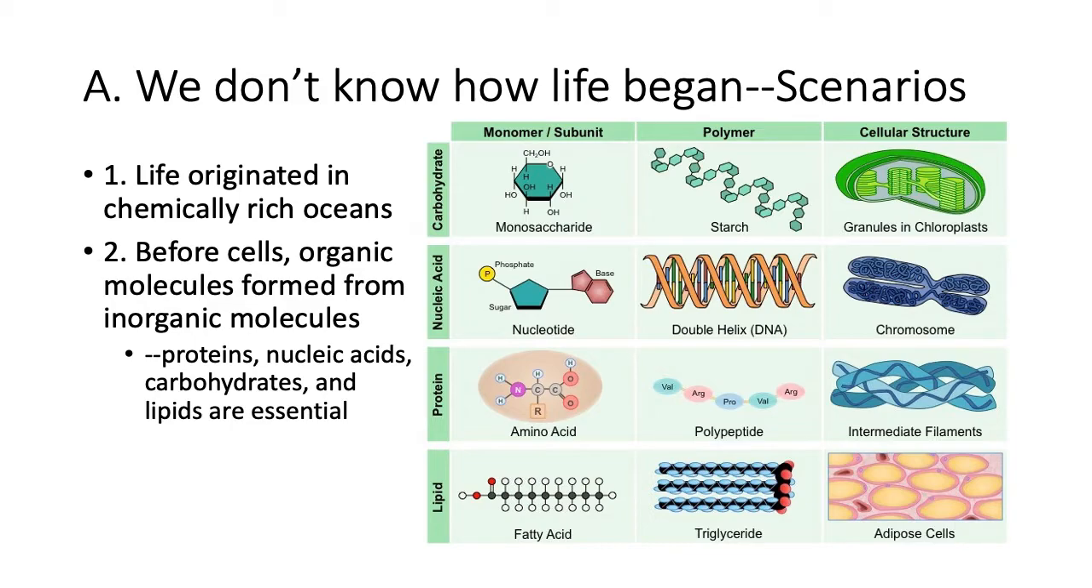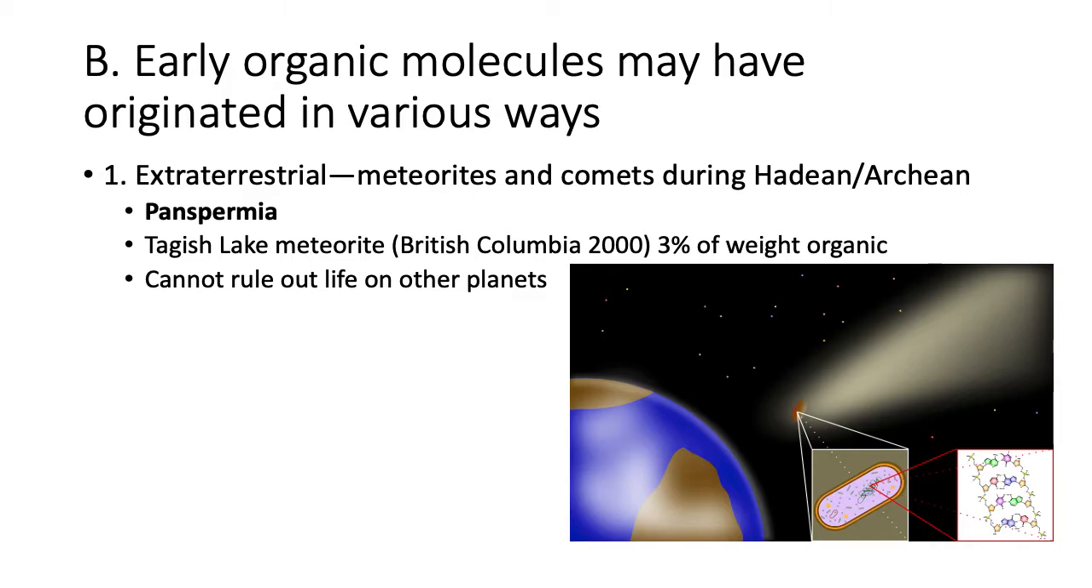How these organic molecules originated, here's where some hypotheses come into play. First off, maybe some of those organic molecules are extraterrestrial. Because in Earth's early history, it was being bombarded by meteorites and comets during the Hadean and Archean eons. So this is the panspermia hypothesis.